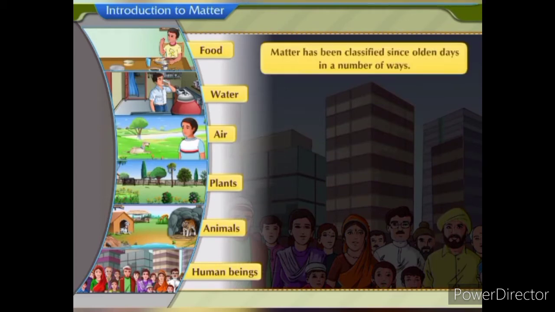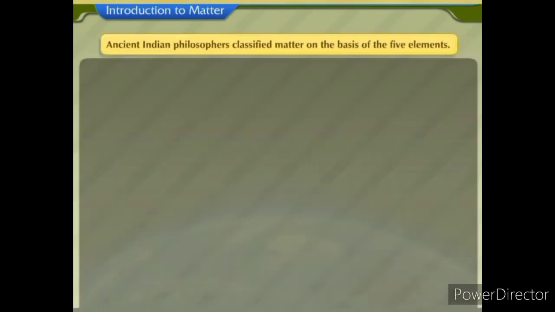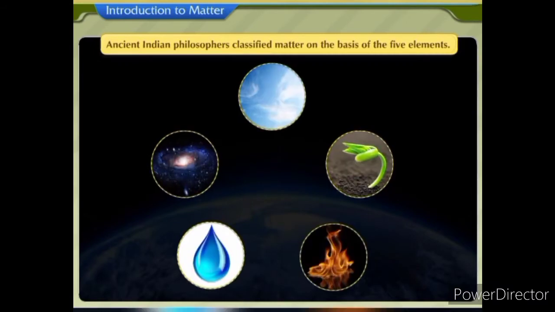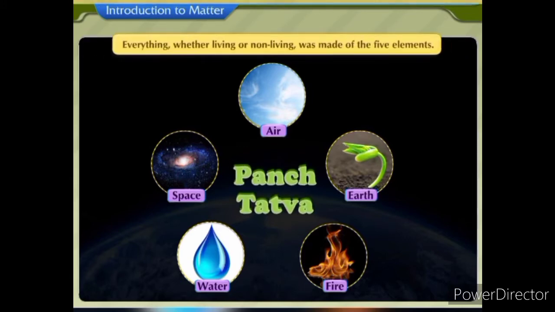Matter has been classified since olden days in a number of ways. Ancient Indian philosophers classified matter on the basis of the 5 elements: air, earth, fire, water, and space. These elements were called the Panchatattva. According to them, everything, whether living and non-living, was made of these 5 elements.